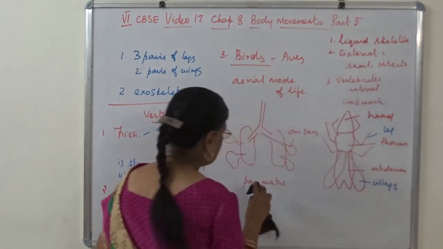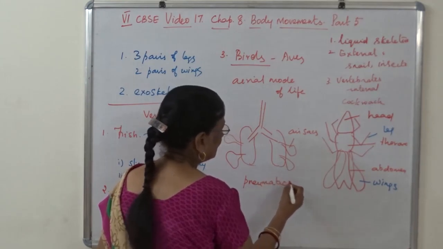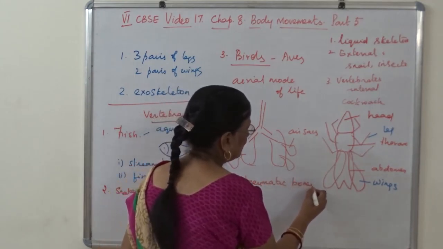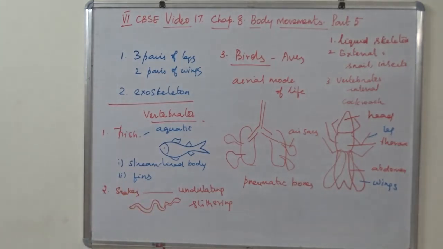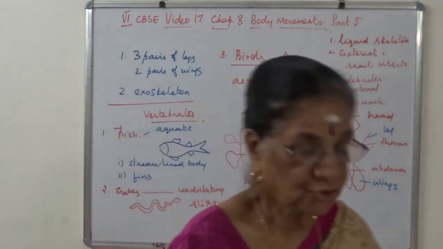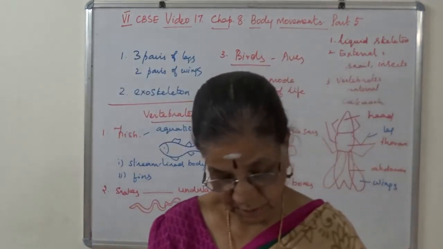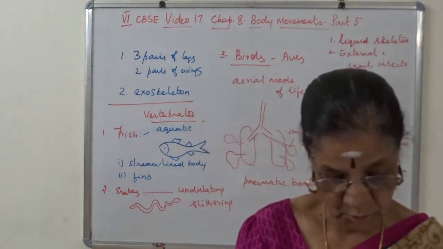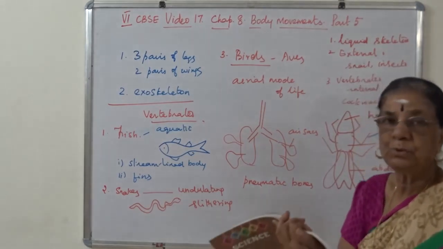They are known as pneumatic bones. Bones that are light in weight and hollow in nature are called pneumatic bones. I hope you understand. So I repeat, birds have a streamlined body. They have a light skeleton because their bones are hollow and filled with air, and are called pneumatic bones.